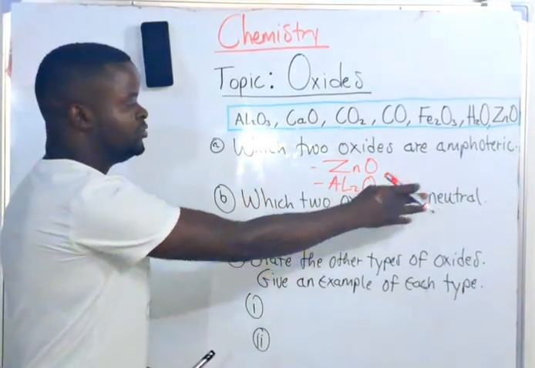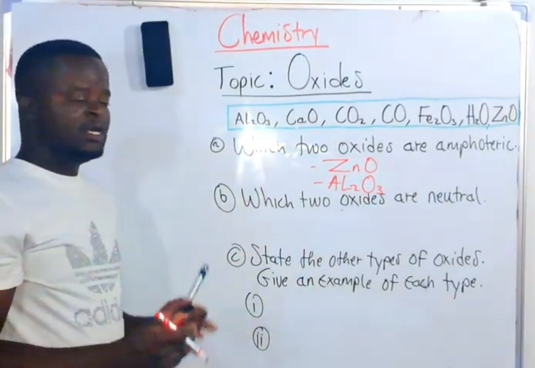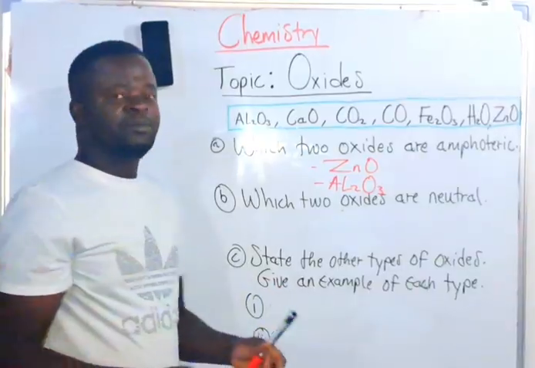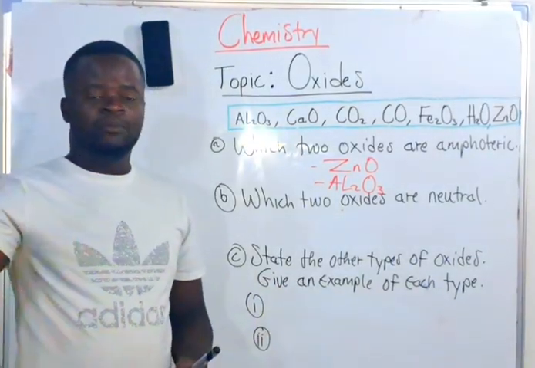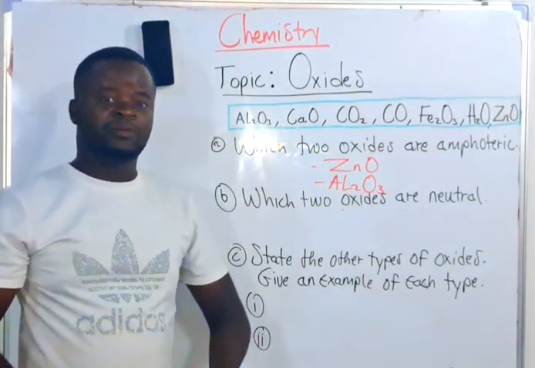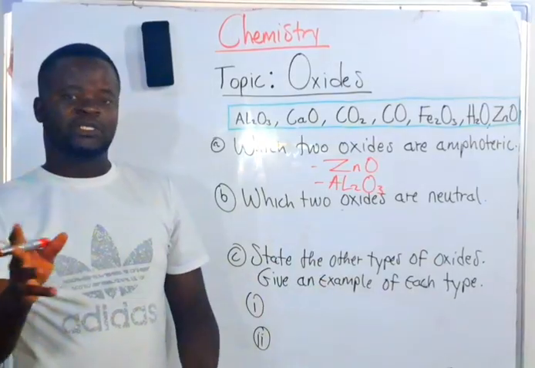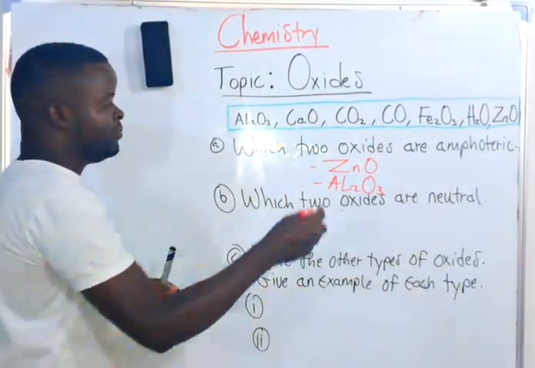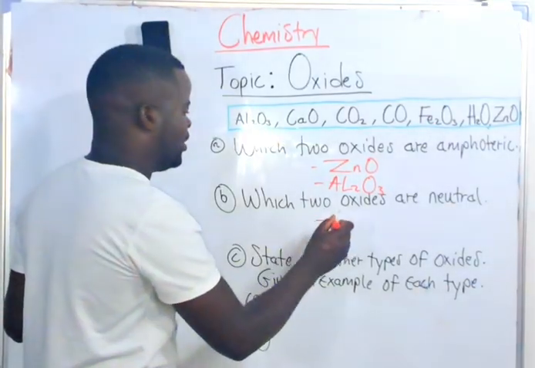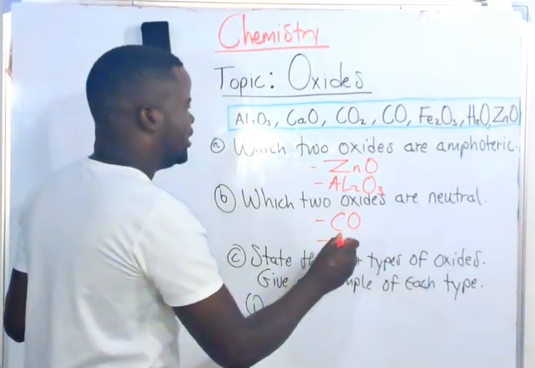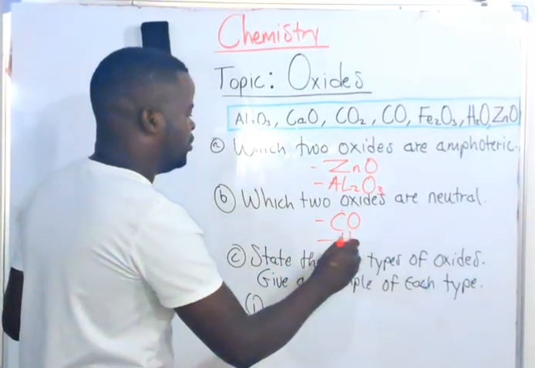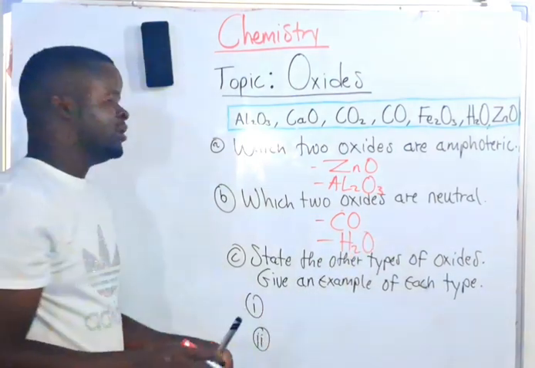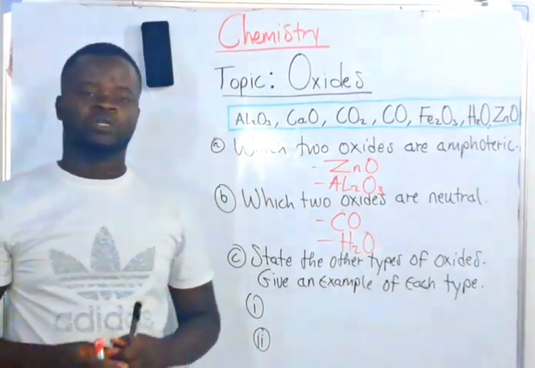Which two oxides are neutral? Which two oxides are neutral? Neutral oxides exhibit neither acidic nor basic characteristics. Therefore, according to the list that we've been given, we can pick neutral oxides to be, number one, carbon monoxide. Number two, we can pick H2O to be neutral. Then, from here now, we need to proceed to question C.